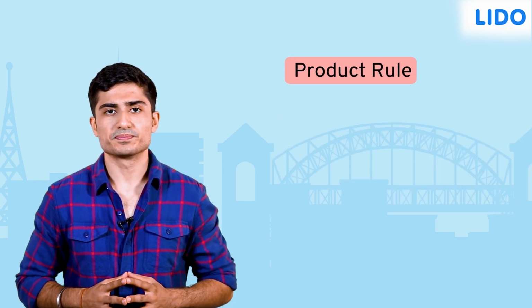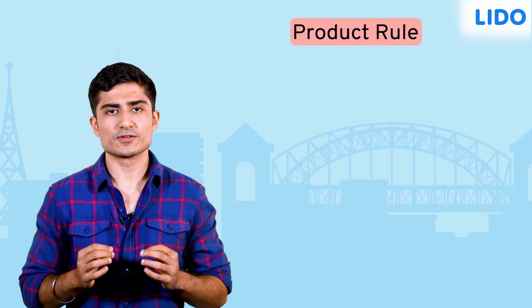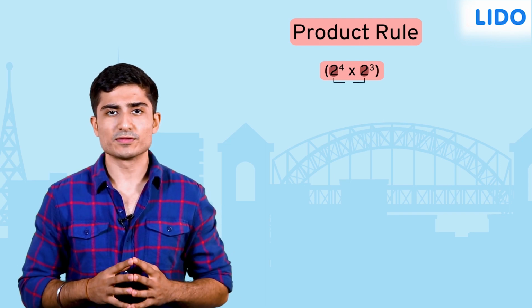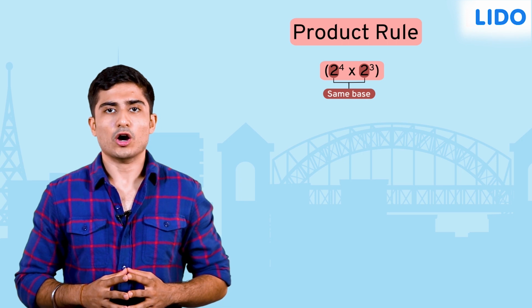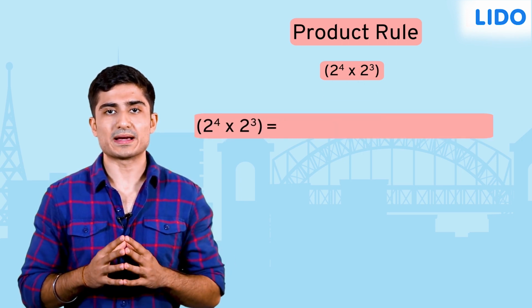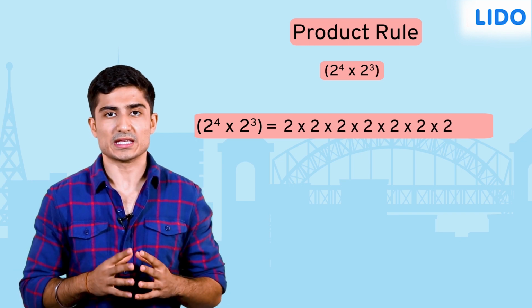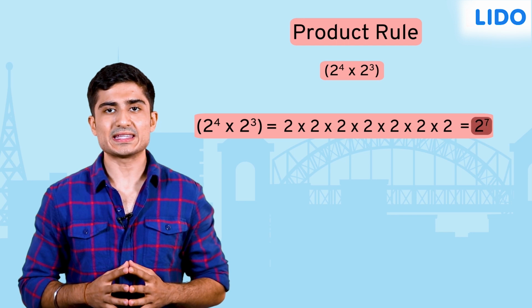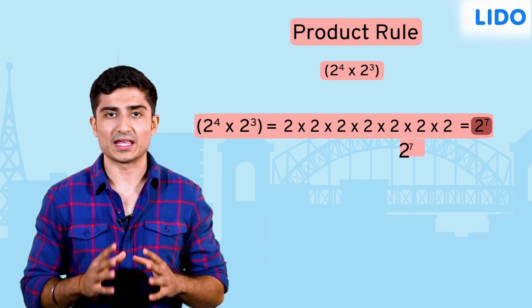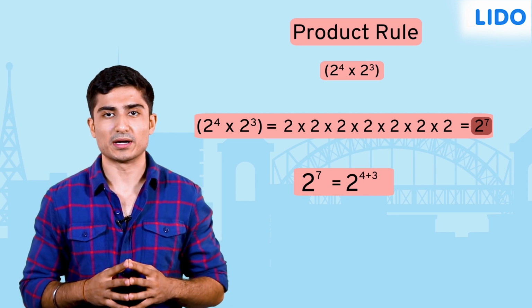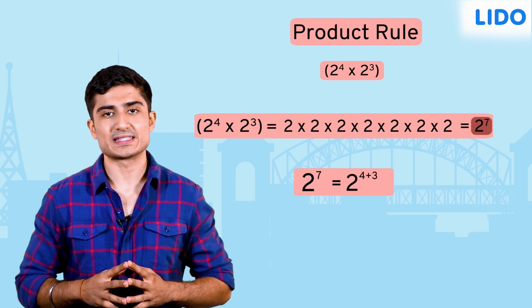Let's look at the first one. How do we simplify 2 raised to 4 multiplied by 2 raised to 3? Notice that the base of both the numbers is the same. On writing the powers in the expanded form, we see that 2 is multiplied by itself 7 times, which in the exponential form is 2 raised to 7. We can see that the exponent 7 in the result is nothing but the sum of the exponents 4 and 3 of the numbers which are getting multiplied, while the base 2 is the same.